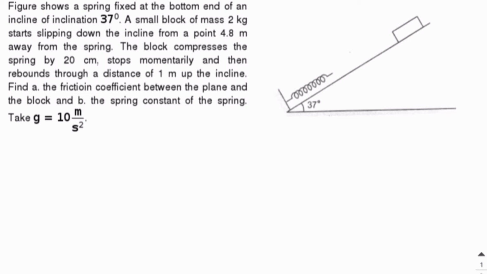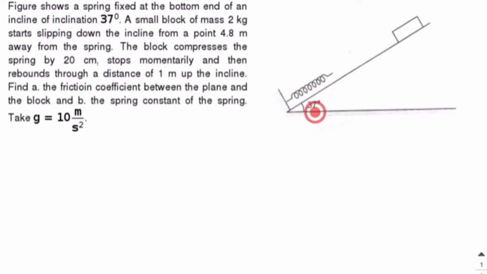Figure shows a spring fixed at the bottom end of an incline of inclination 37 degrees. A small block of mass 2 kg starts slipping down the incline from a point 4.8 meters away from the spring. The block compresses the spring by 20 centimeters, stops momentarily, and then rebounds through a distance of 1 meter up the incline. Find A, the friction coefficient between the plane and the block, and B, the spring constant of the spring. Take g equals 10 meters per second squared.